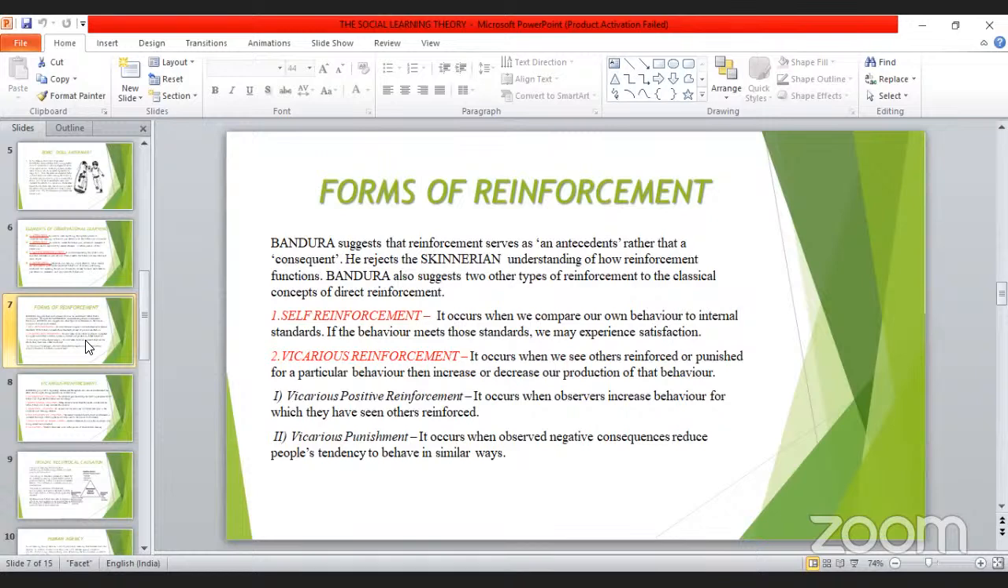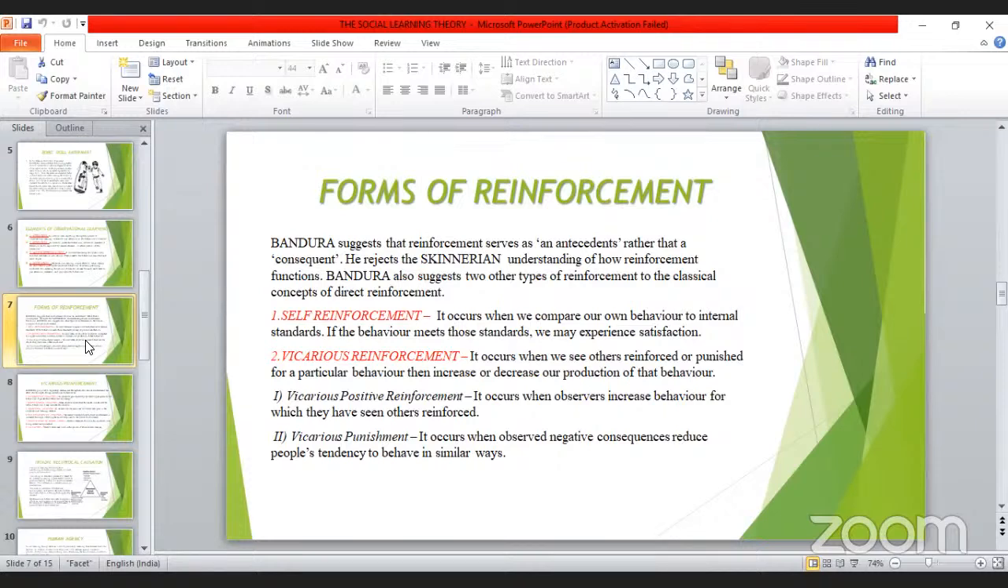Another example may be that if I am doing my studies regularly... Ma'am, yes ma'am, are these two types only for Bandura's structure? I mean, he rejects the Skinnerian structure. If I am asked exactly the two types of reinforcement, which one will I answer, ma'am?